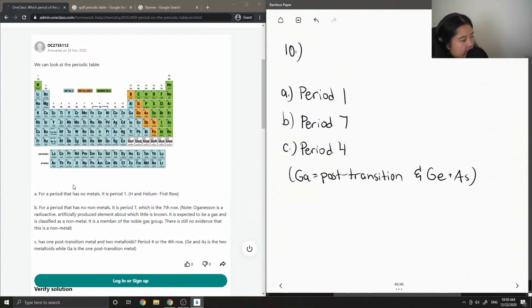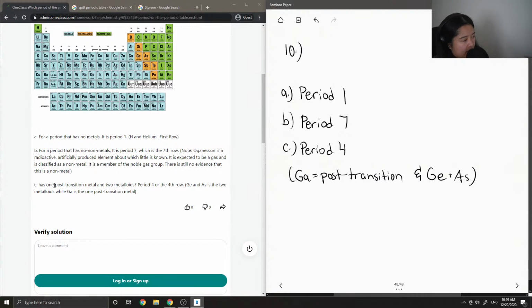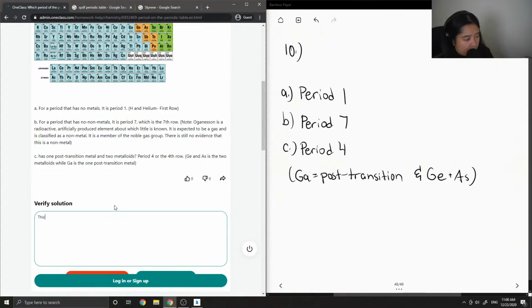Okay, so the junior tutor said for a period that has no metals, it is period 1. Period that has no nonmetals, it is period 7, which is the 7th row. And then C, period 4. Yep, so this solution is correct.